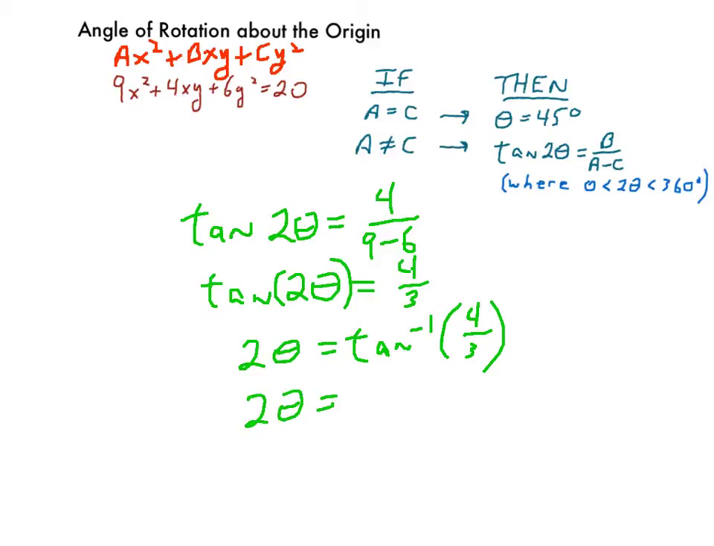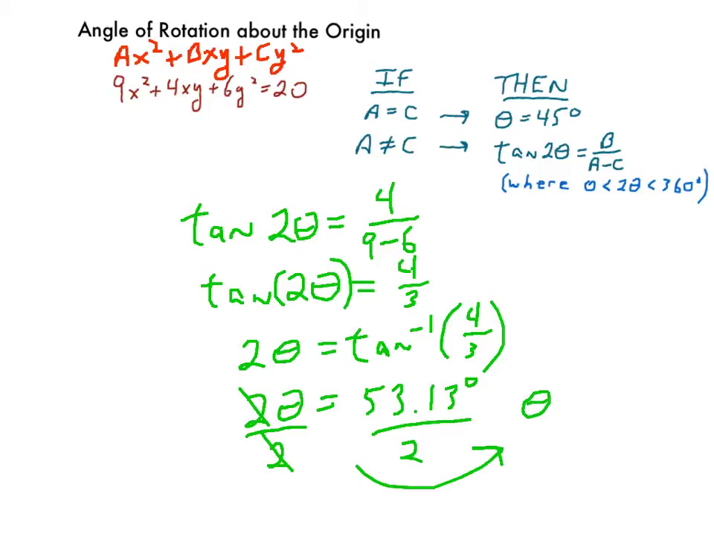So you plug that into your calculator, and I'm just assuming you're in degree mode, so let's go with the degree value. That's going to be 53.13 degrees. Great. Now we don't want 2 theta, we're trying to figure out theta. So now we get rid of the 2 by dividing by 2. Over here, theta is going to equal this value divided by 2, which comes out to be 26.57 degrees.